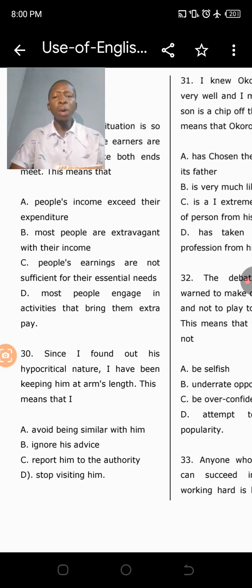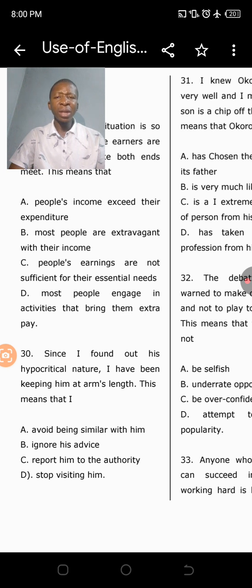Since I found out his hypocritical nature, I have been keeping him at arm's length. This means that I: A. avoid being similar with him, B. ignore his advice, C. report him to the authority, D. stop visiting him. Now, there's a little error with the words used there.